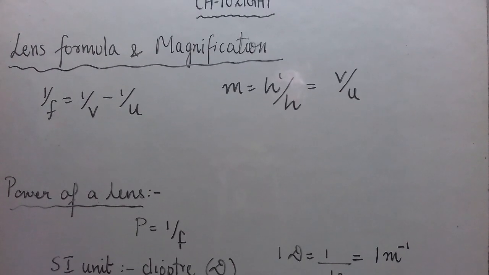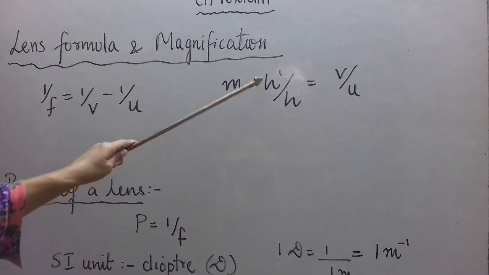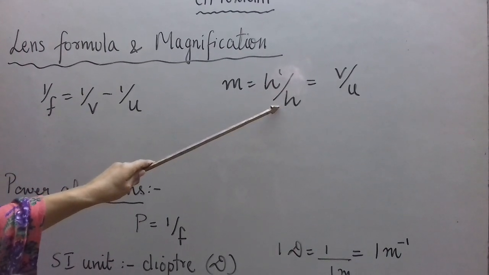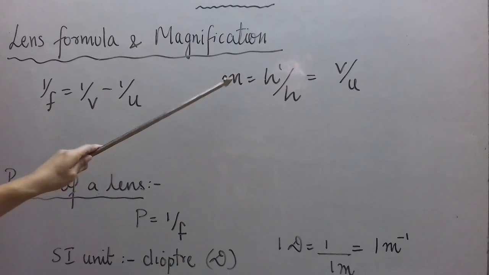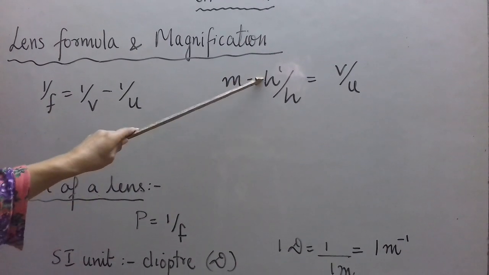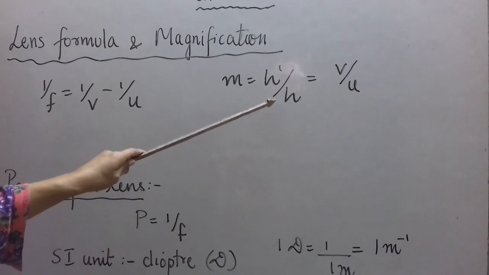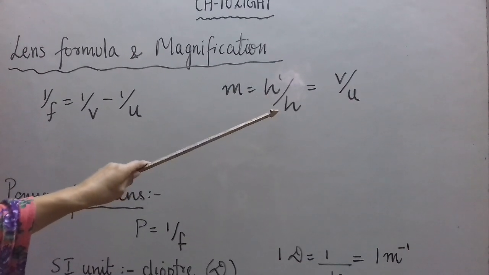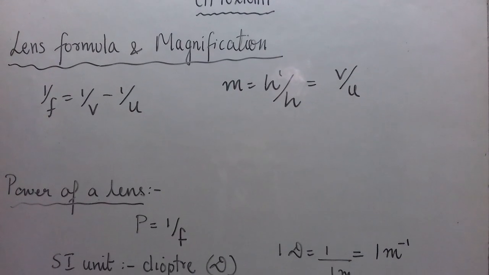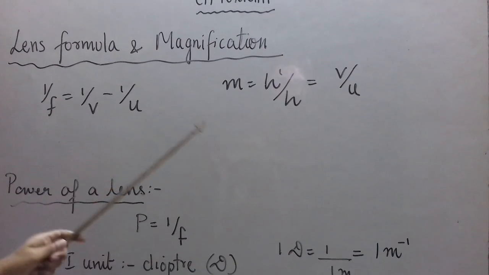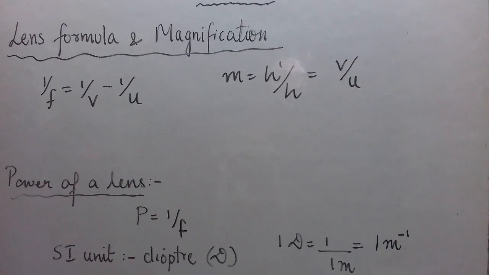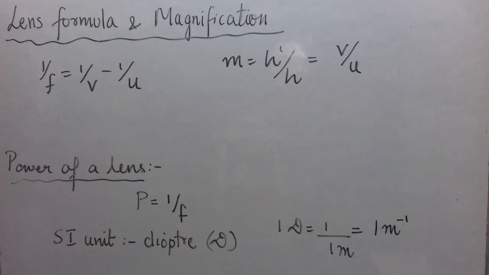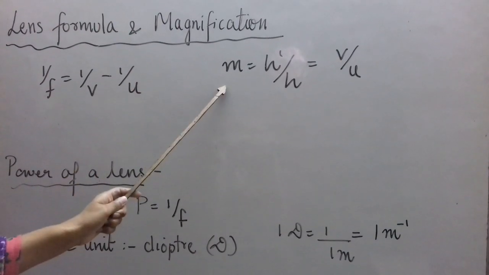If value of M is greater than 1, greater than 1 means numerator is greater than denominator, then the size of image is more than size of object. Image is enlarged. If M is equal to 1, size of image and size of object are same. If M is less than 1, then height of image is less than height of object and we say image is diminished. So M gives us an idea about the relative size of image as compared to the size of object, as well as it tells us about the nature of the image. I hope this is clear to you now.